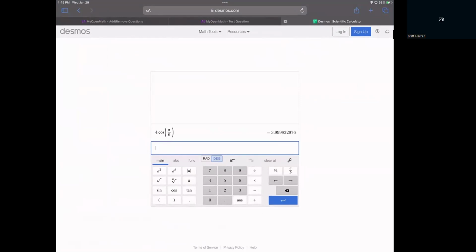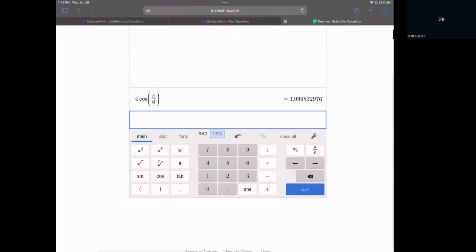Boom. That's a crazy number, and it's wrong. What am I doing wrong? Do you know? I'm in degrees. See this right here? I've got to be in radians. Radians, degrees. Watch out. You've got to be in radians. Why? Pi over 6 is a radian angle. It's not a degree. So make sure you're in radian mode when there's radians, which is almost all the time.